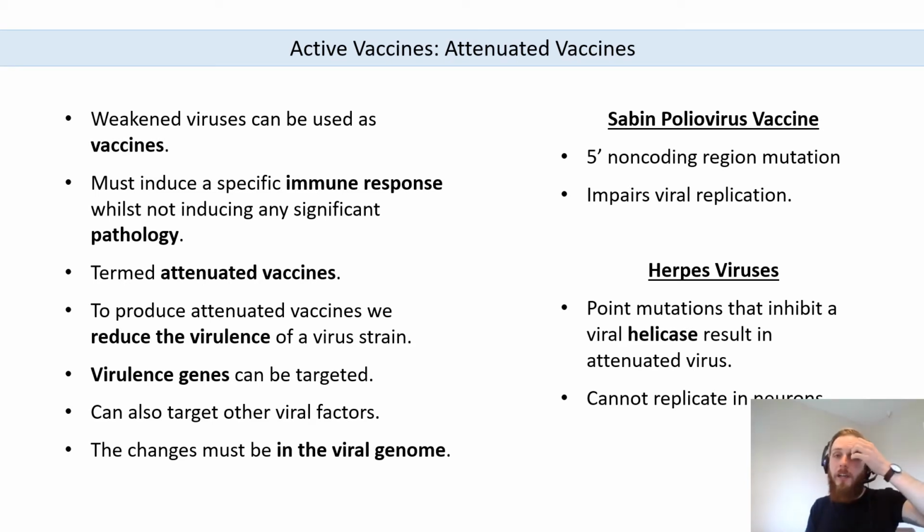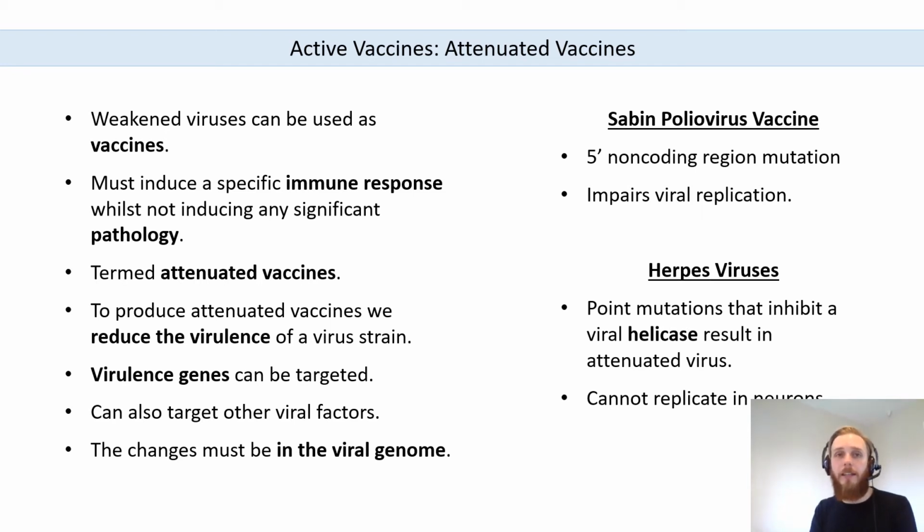There's two examples on the right. One is the Sabin poliovirus vaccine. This is an attenuated vaccine that just has a 5' mutation in the non-coding region, a region in the 5' end of the genome. This mutation means viral replication is impaired, and just by impairing this viral replication, the virus loses the ability to cause pathology essentially. However, and this is crucial, it maintains the ability to induce an immune response, because that's how vaccines work, right? So these attenuated vaccines retain the ability to induce an immune response, but they lose the ability to cause pathology.